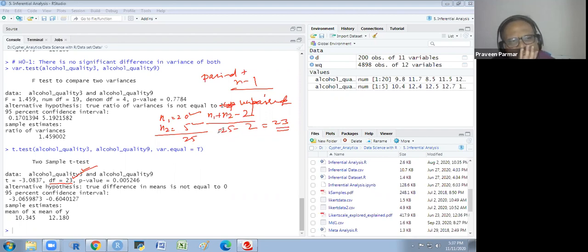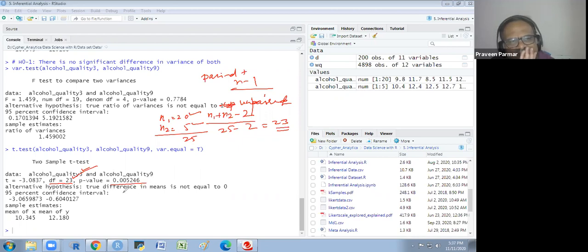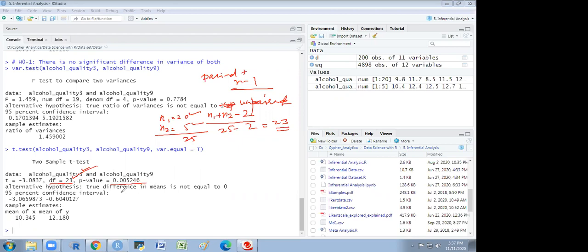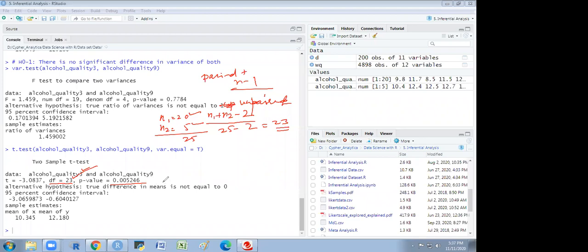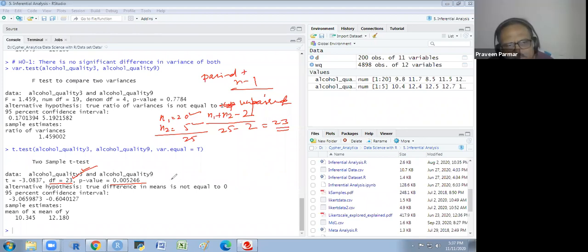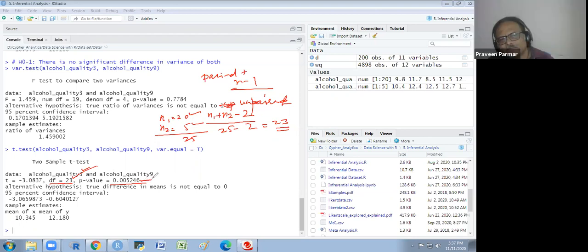Here we are getting the p-value less than 0.05. So there is significant difference in the percentage of alcohol in wine quality 3 and wine quality 9. Got it? It rejects the null hypothesis. P value less than 0.05, so our null hypothesis has been rejected and the alternate hypothesis is accepted.